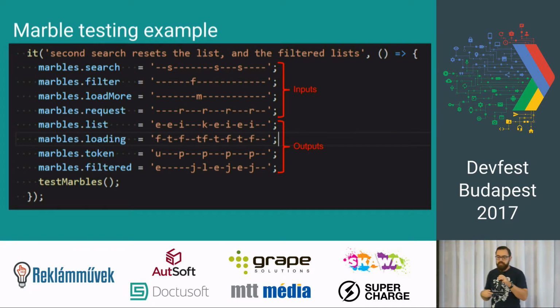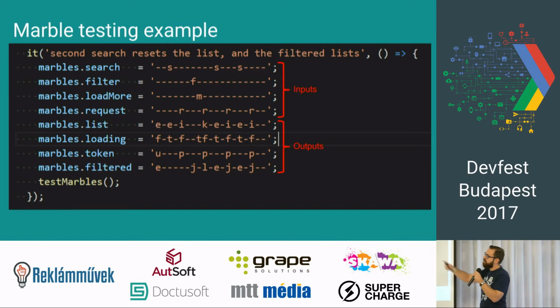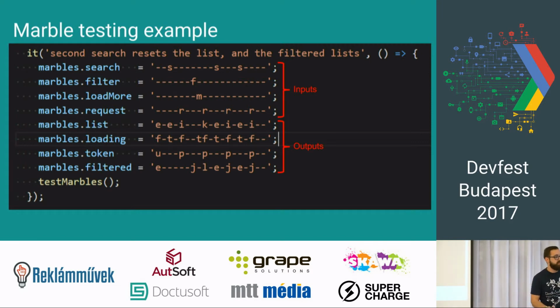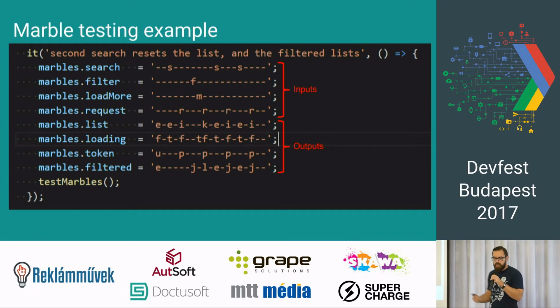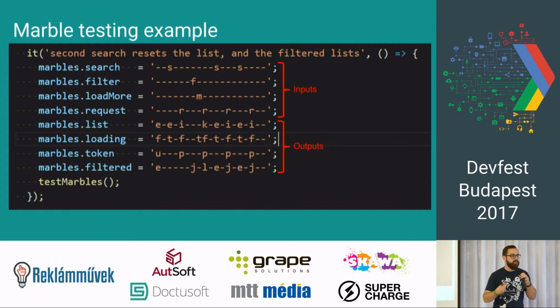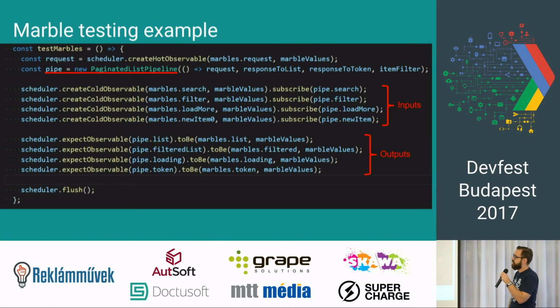I say it again: the E character means that it's an empty list. The I character means some list that the request returns. So this way I can define what happens and when, and what the output observables' results should be. And going through the test marbles function, it's basically the same. It's just more than one observable.